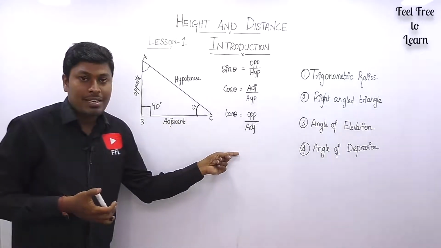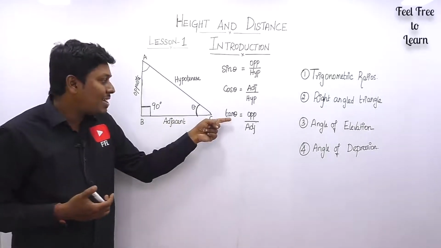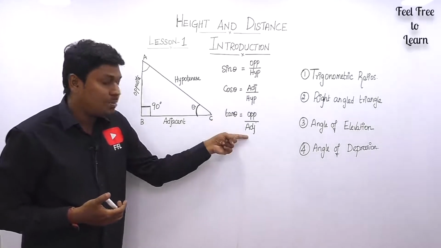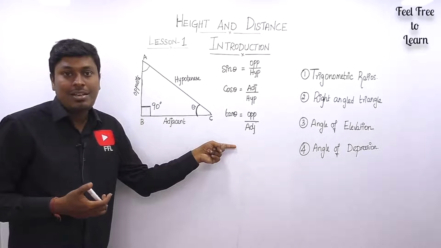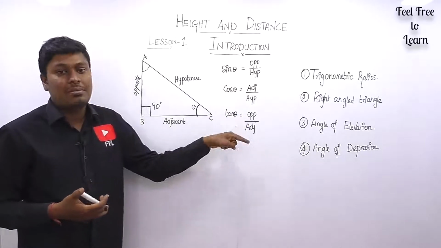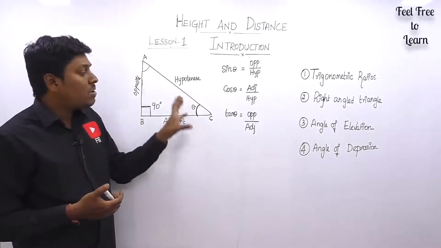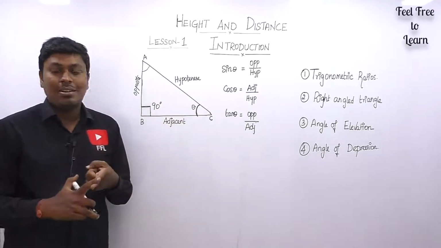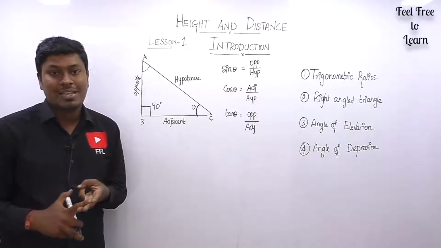So if it is cot theta, you don't need to memorize that separately, because the reciprocal of tan theta will be cot theta, right? Tan theta is equal to opposite by adjacent. If they ask what is cot theta, it is the reciprocal of this: adjacent by opposite. So you don't want to learn all the 6 trigonometrical ratios, just learn only 3: what is sine theta, what is cos theta, and also what is tan theta.